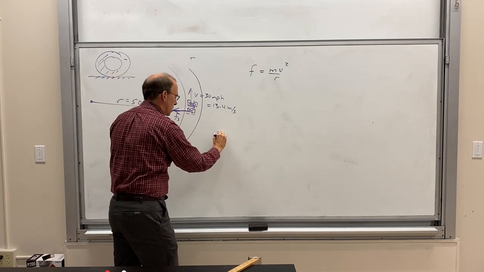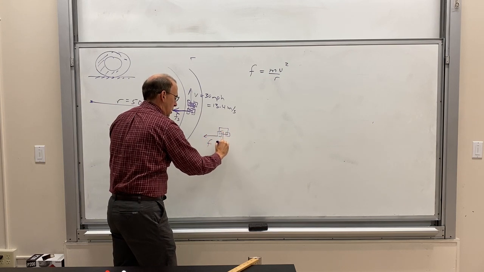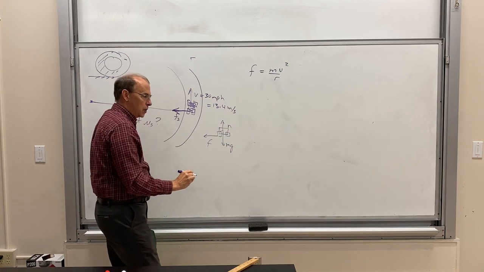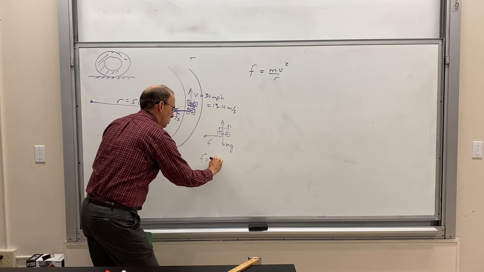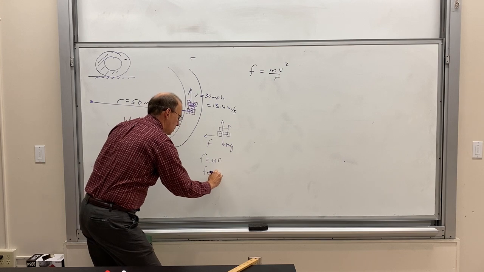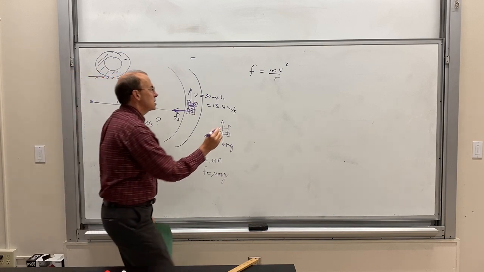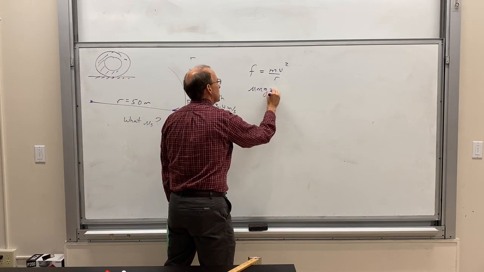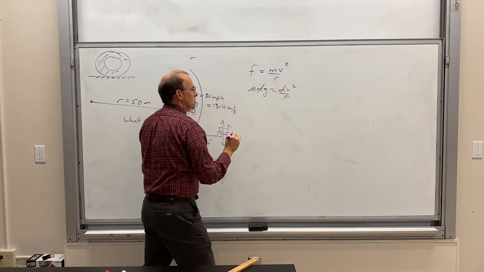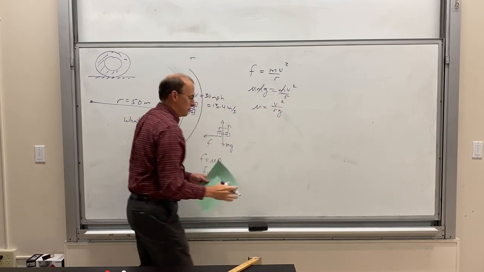Well, if I looked at this edge on, here's the car, here's friction, there's a mg down, a normal force up. We know friction is mu n. In this case, n is just mg, so friction is mu mg for this case. It's not always that, but it is for this case. So I've got mu mg is mv squared over r. The m's cancel, and mu is v squared over rg.